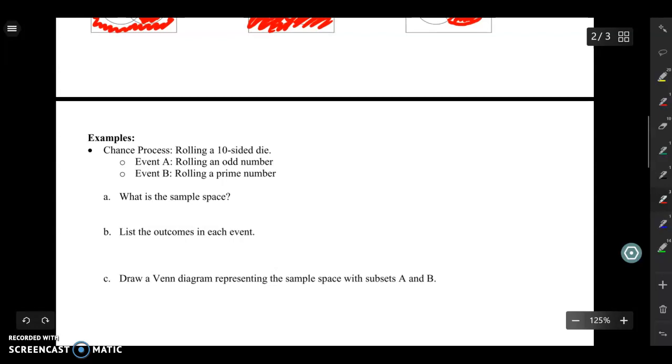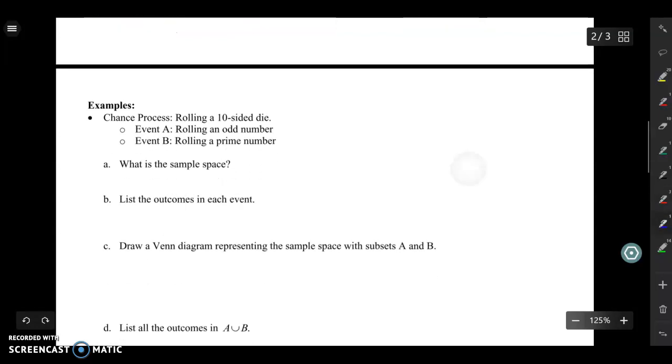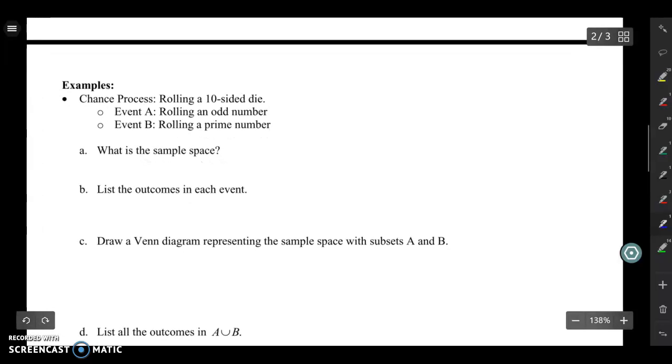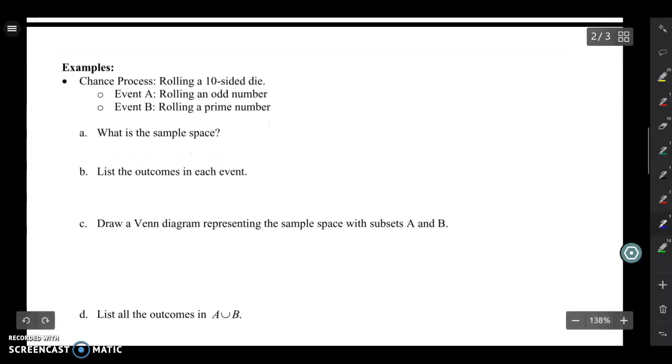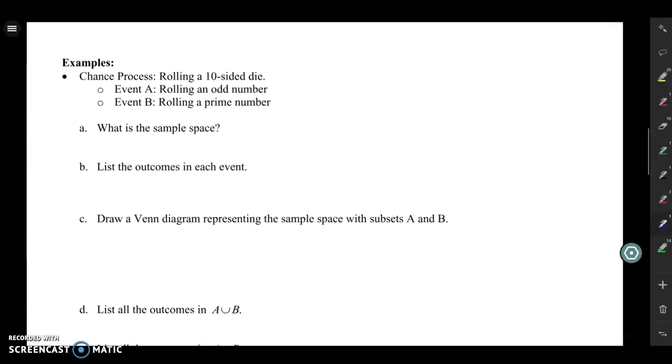And we're going to do some more examples now together, of course. So let's talk about this example. Let's say my chance process, or the thing that I'm doing, is rolling a 10-sided die. So I've got the numbers 1 through 10 on it. We're going to let event A be rolling an odd number and event B be rolling a prime number. The first thing I want to define is the sample space, and we're going to call that S. And I'm going to use my little curly brackets.